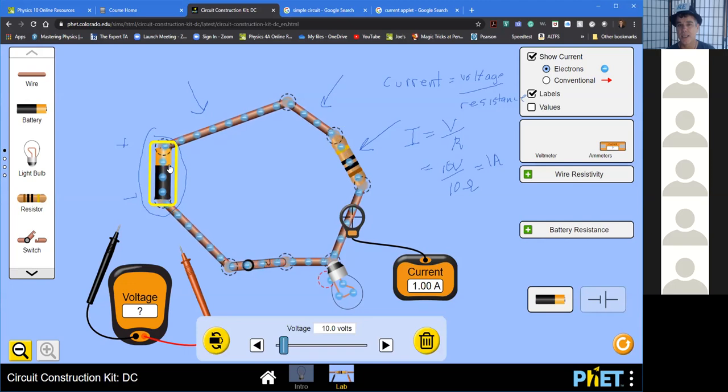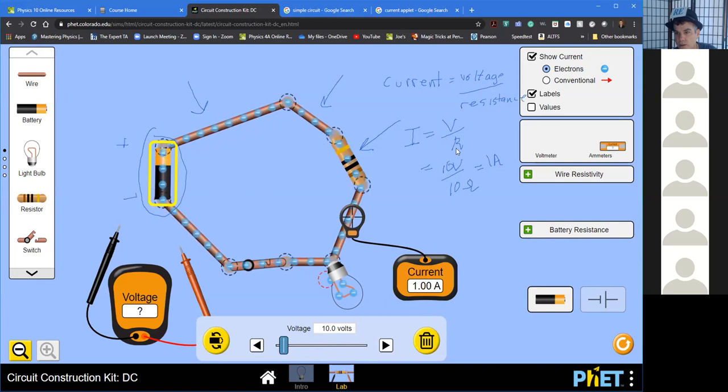And the answer is, if I double the voltage and the resistance doesn't change at all, the current should double. So if I double this voltage from 10 to 20, what you see is that my current went from 1 amp to 2 amps. So if instead, let's bring this back to 10 volts.